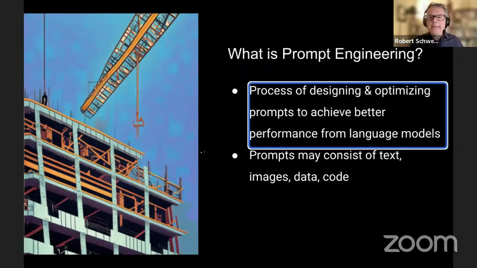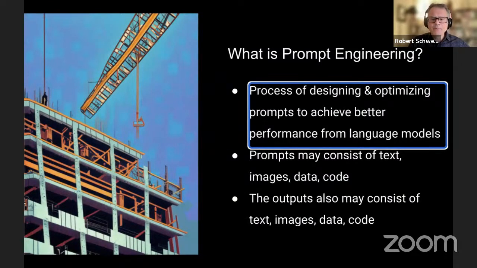And the prompts themselves may consist of text. Typically, if we're talking about using image generation systems, then you would also provide it text, but in some cases you may provide it an image for a system to start from, to manipulate that image. You may provide data and or code for prompt systems as well.